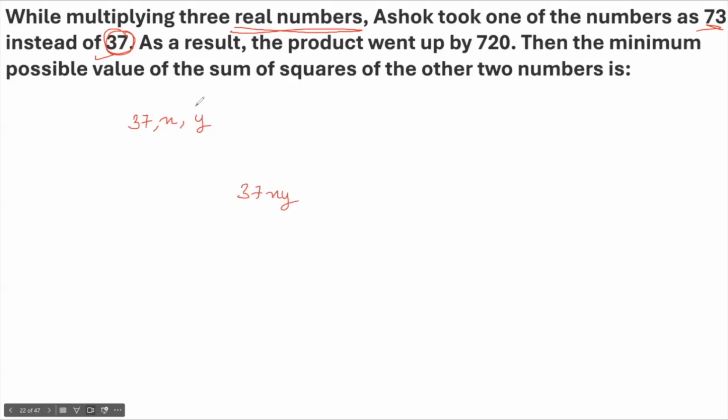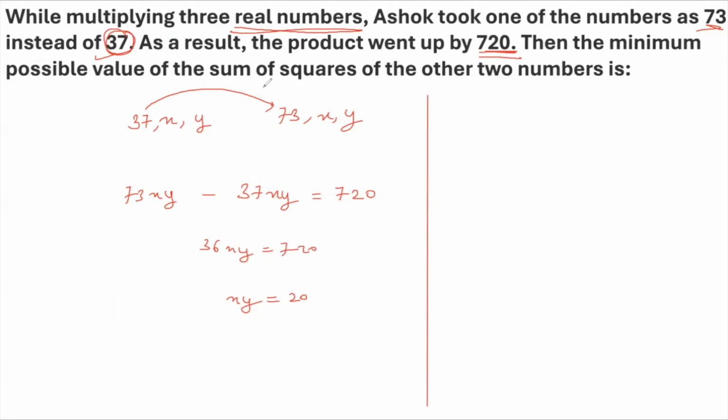But the mistake he's making is he's taking 37 as 73. So the other two numbers are x and y. The product he's calculating is 73xy. And as a result, the product went up by 720. So 73xy minus 37xy will be equal to 720. This gives me 36 into xy is 720. Dividing both sides by 36, x into y is 20.